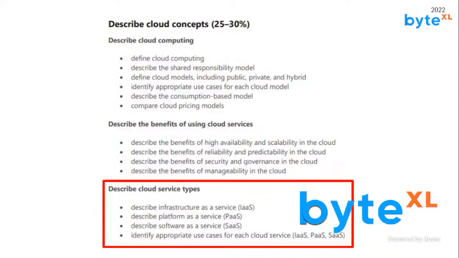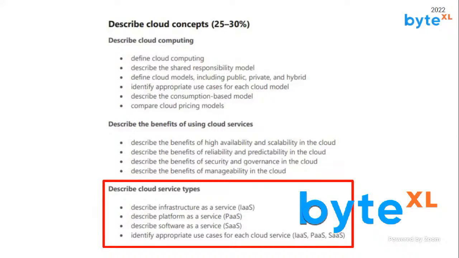Then we looked at the complete responsibility model, and in each of platform as a service, software as a service, and infrastructure as a service, what the responsibilities are. After that, we discussed the cloud models: public cloud, private cloud, and hybrid cloud. We had a good understanding of them, and of the use cases for each cloud model.